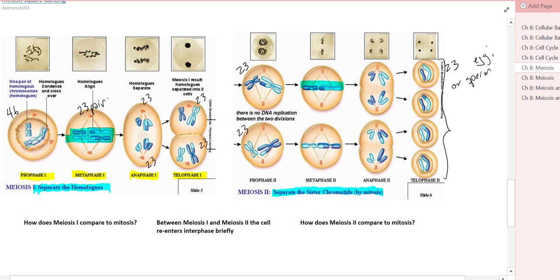And that's where I'm going to stop it for now, and then we'll tie things together in our next class.